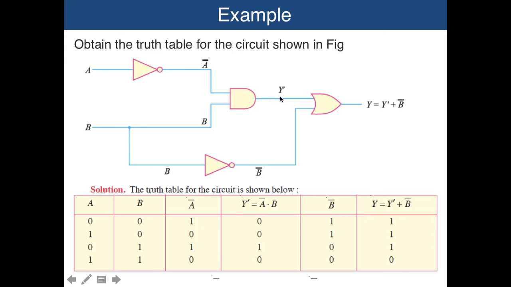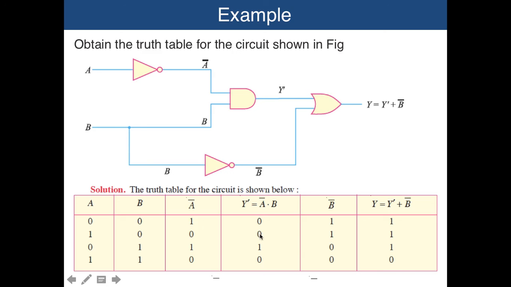So this is Y prime, and since it is an OR gate, Y prime plus the other input, B bar: Y prime plus B bar. So this is the final output. First, A will convert to A bar: 0 to 1, 1 to 0, 0 to 1, 1 to 0. And it is connected to the AND gate. So A bar multiply B, A bar dot B. So that is Y prime. 1 multiply 0 is 0, 0 multiply 0 is 0, 1 multiply 1 means 1, 0 multiply 1 means 0.